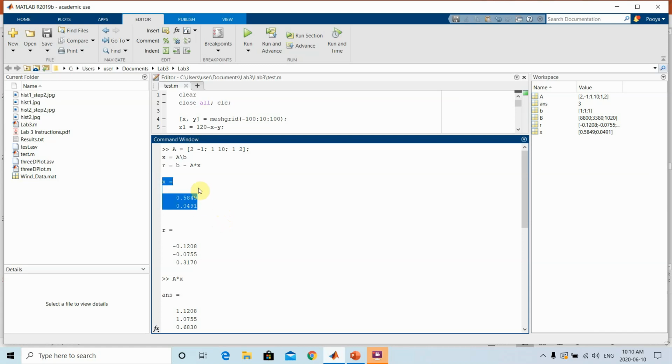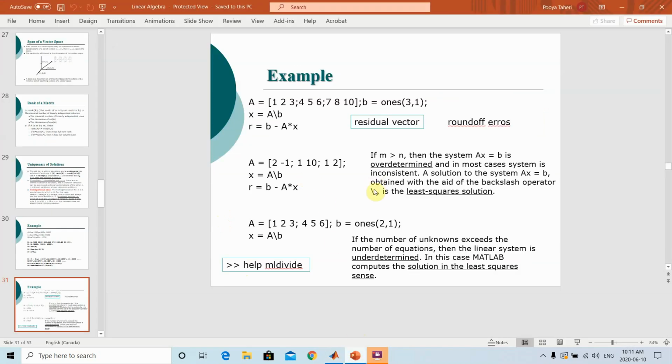It's not the solution that makes this equal to 0, because this system of equation has no solution. We already saw that rank of A is not equal to rank of AB. Okay, so you have to be very careful when you use this one.